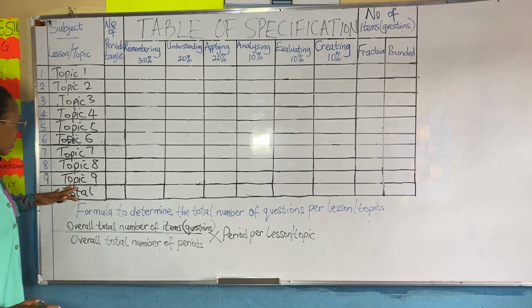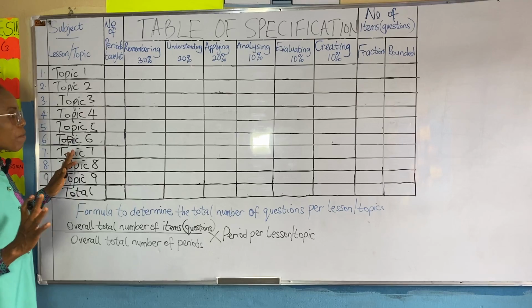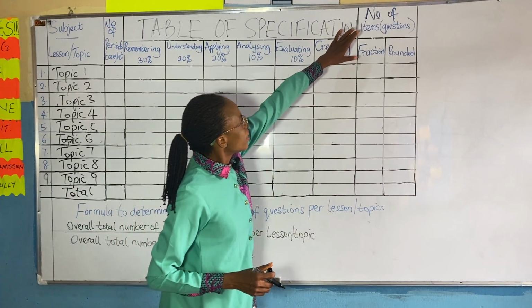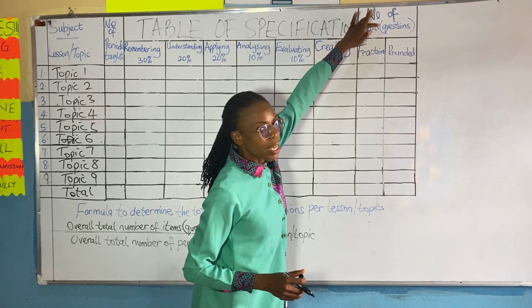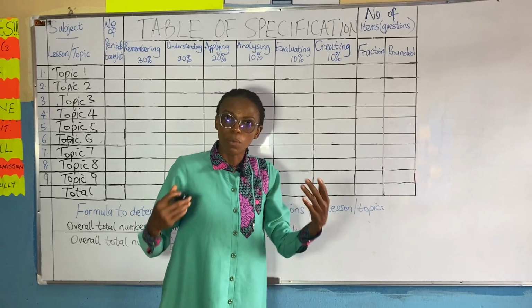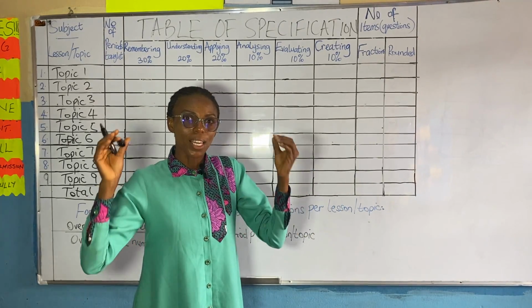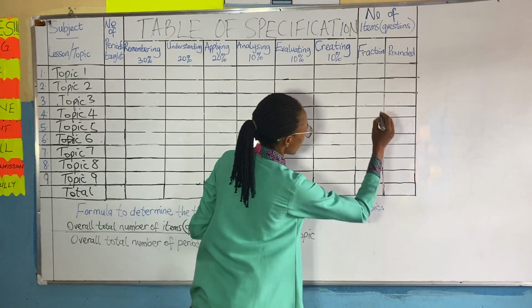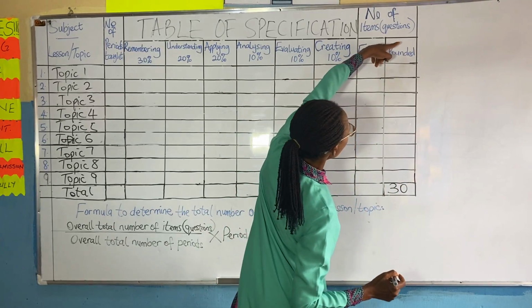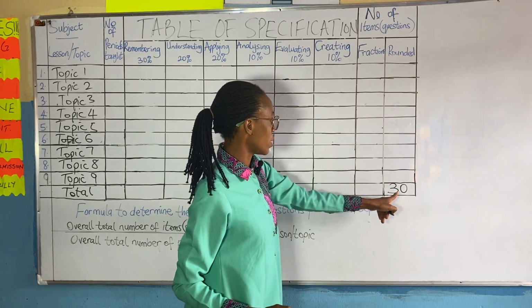Okay, so after this, the first thing you are supposed to do is to tell us the number of items, that's the number of questions you intend to set. So this is an examination. So let's assume that we want to set 30 questions. You write 30 here, under rounded, you have 30 questions here.